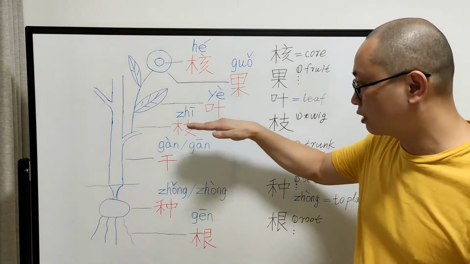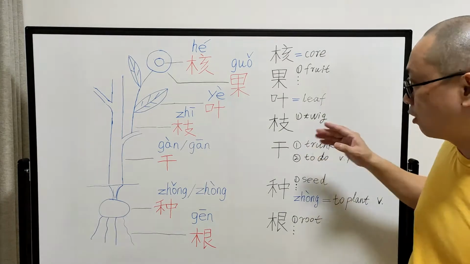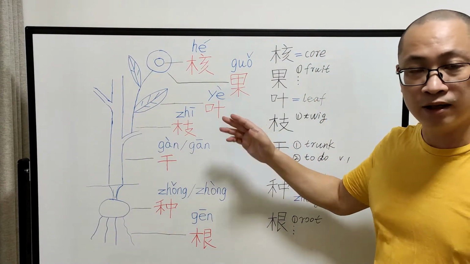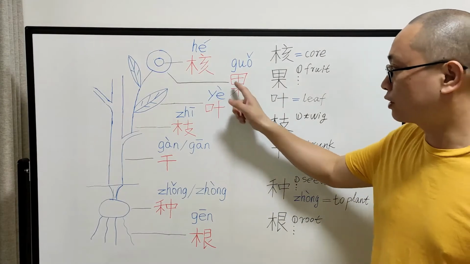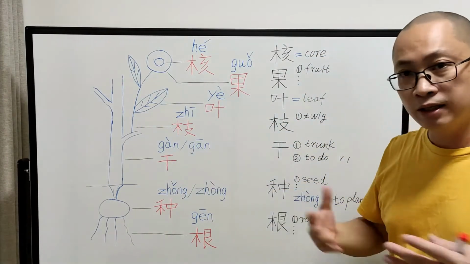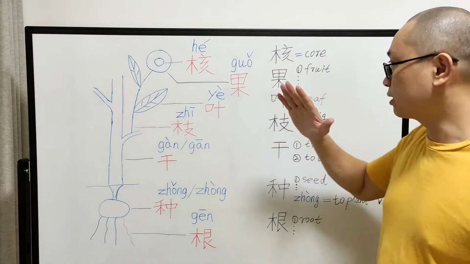Next, 枝, fixed combination. First one, 枝 means twig. Okay, some leaves, twig. Next, 叶 also fixed combination. 叶 means leaf. You see, leaf. Okay, next, 果. 果 means fruit.